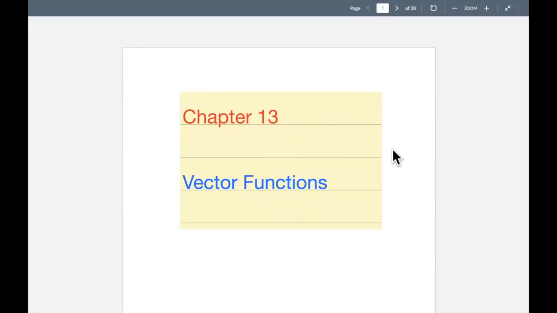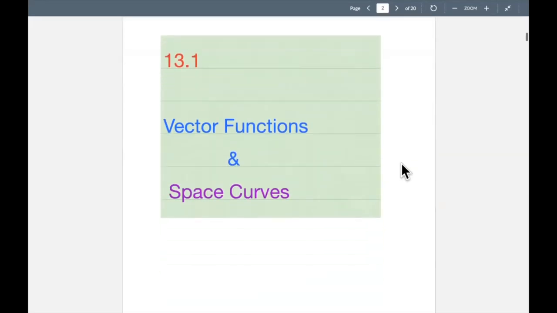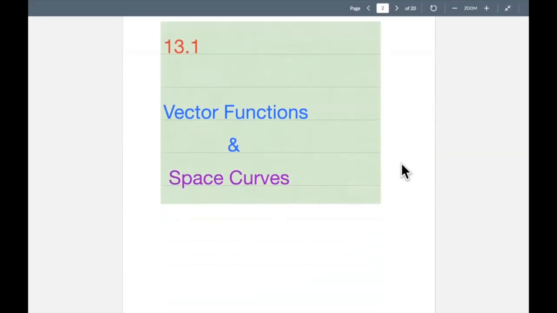Going to start a new chapter, okay? A new chapter, which is going to talk about vector functions. In section 13.1, we're going to talk about vector functions and scalar, okay? So what is a vector function?